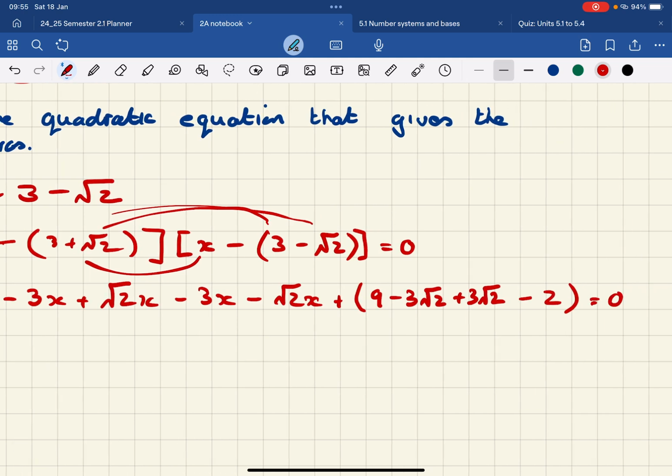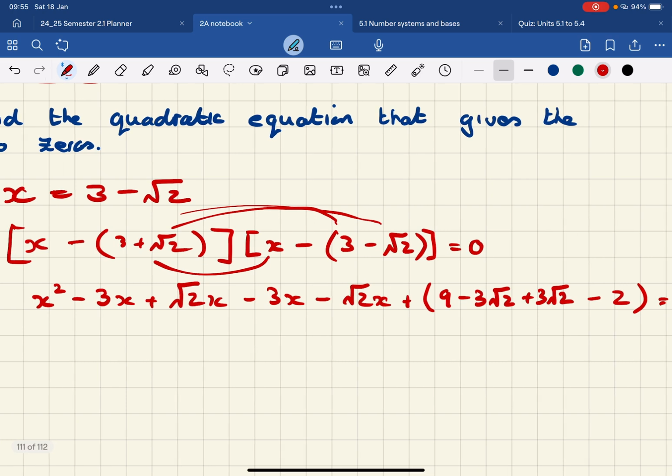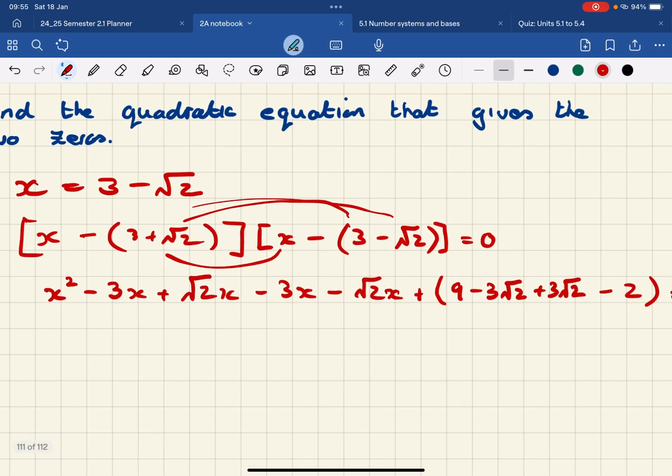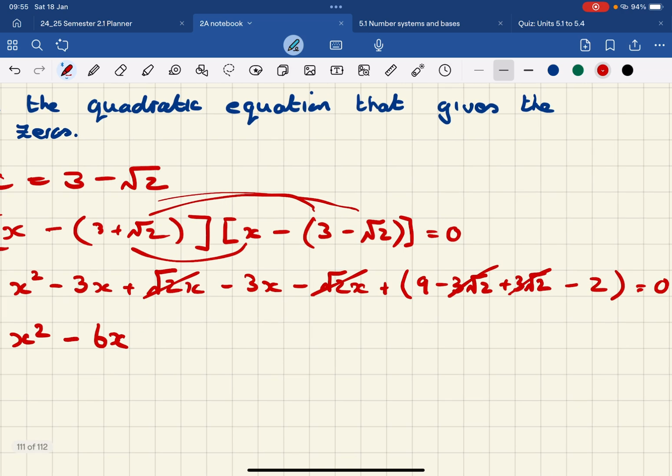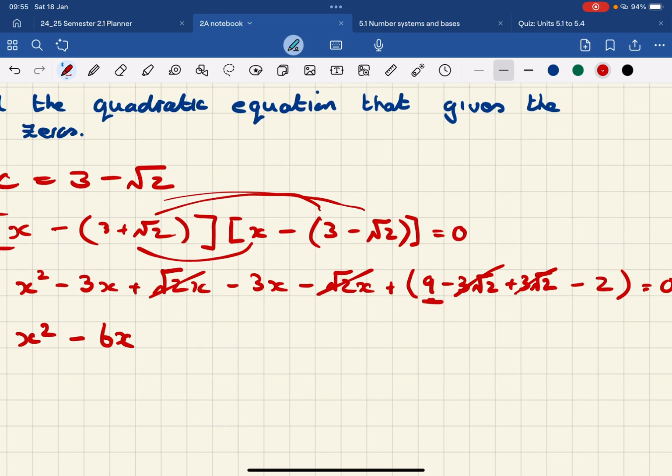Now, actually, all my non-rational numbers, so all the ones with square roots, they're all going to disappear. So I've got x squared. This cancels with this. This cancels with this. Minus 6x. And then at the end, I've got 3 squared, which is 9, and I've got minus 2. So that's plus 7 equals 0.